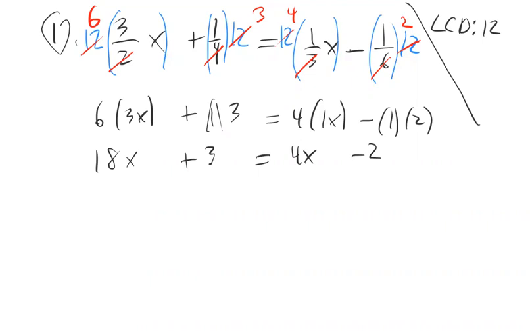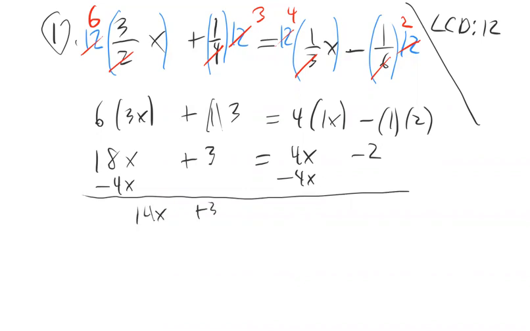So I'm going to start with the smallest x and get rid of that. So I'm going to subtract 4x from both sides. That leaves me with 14x plus 3 equals negative 2. Now I'll move the number over the 3 so that x is more by itself. So subtract 3 from both sides, and then you'll be left with 14x equals negative 5.